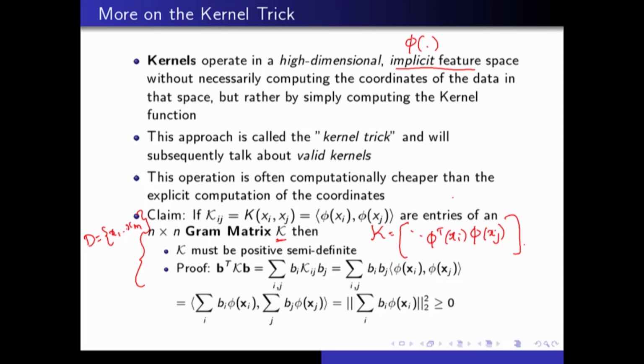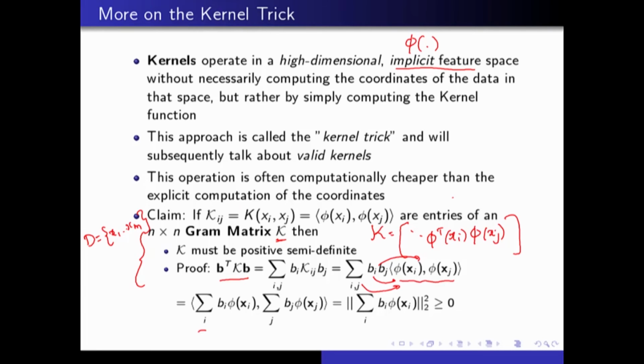So we observe that this gram matrix must be positive definite. Why? Well, all you need to do is convince yourself by writing down the quadratic expansion: b transpose K b is nothing but the summation over all i, j of bi Kij bj. Kij is nothing but phi(xi) dot product with phi(xj). Now the bi's and the bj's could be taken inside the dot product to the respective phi(xi) and phi(xj). In fact, you not only move the bi's and the bj's, but you also move the summation inside, because the sum of dot products is the dot product of the sums when you are summing over two indices i and j.